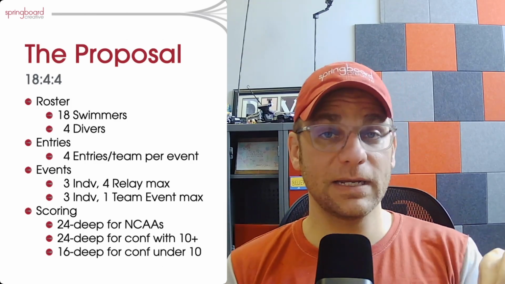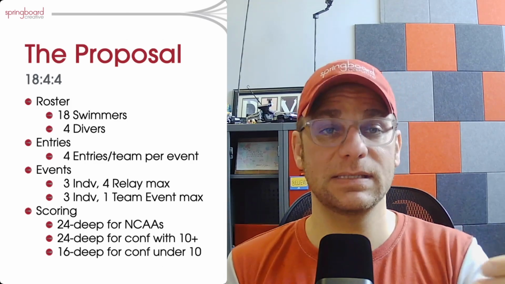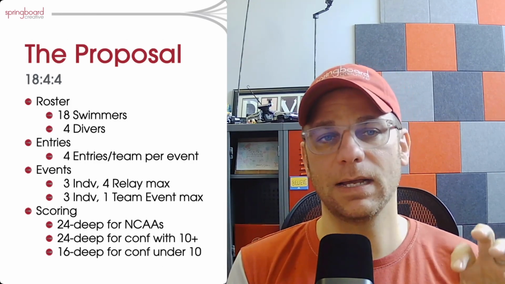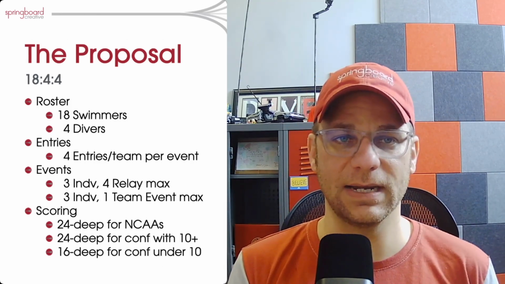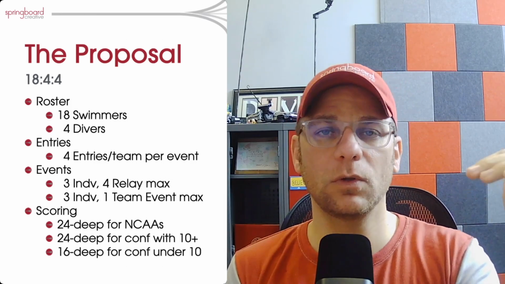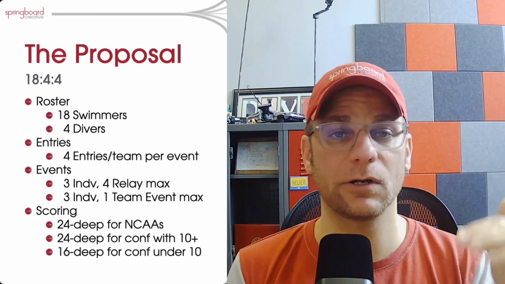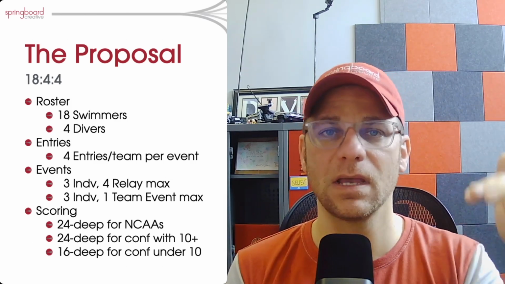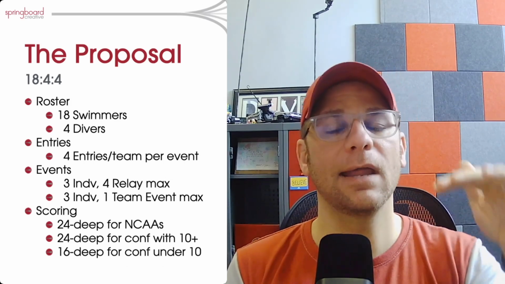a swimmer, 3 individual diving events, now plus the team event for diving, so they could have the 4 events there. And then what we'll do is at the NCAA championships or these large conferences with 10 plus teams, we'll score 24 deep. And for the other conferences, we'll score 16 deep.